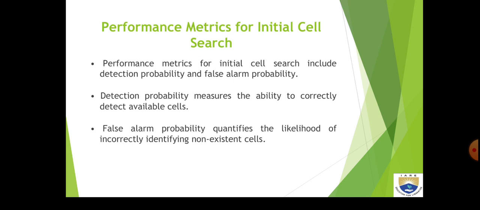Performance metrics for initial cell search. Performance metrics for initial cell search include detection probability and false alarm probability. Detection probability measures the ability to correctly detect available cells. False alarm probability quantifies the likelihood of incorrectly identifying non-existent cells.